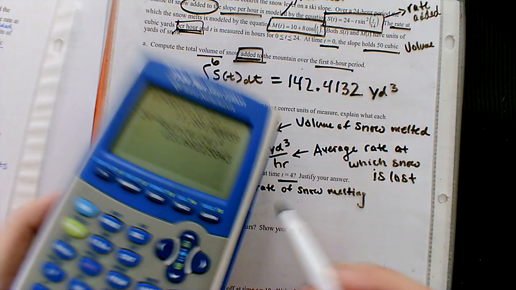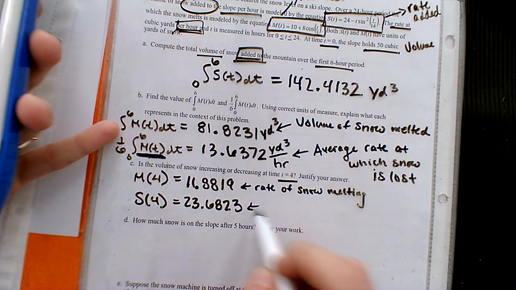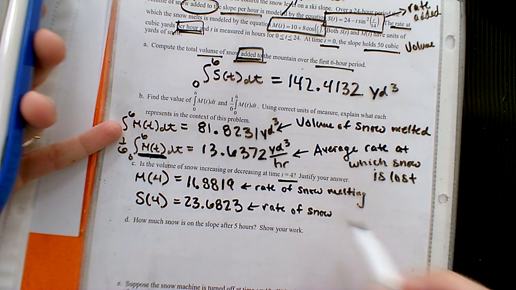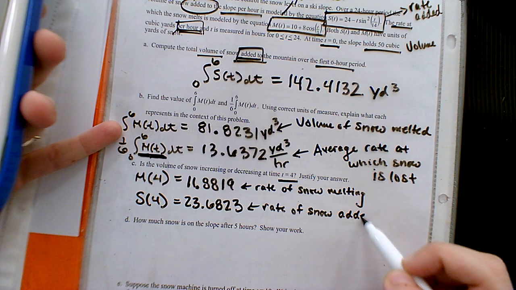$23.682. Chop it at 2, round it to 3, either one. Okay. Rate of snow added.